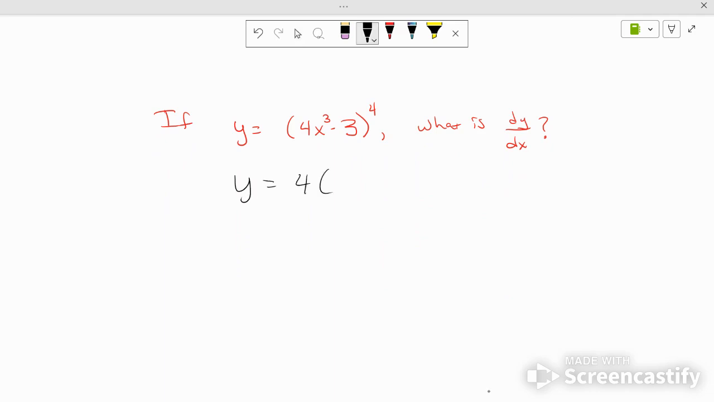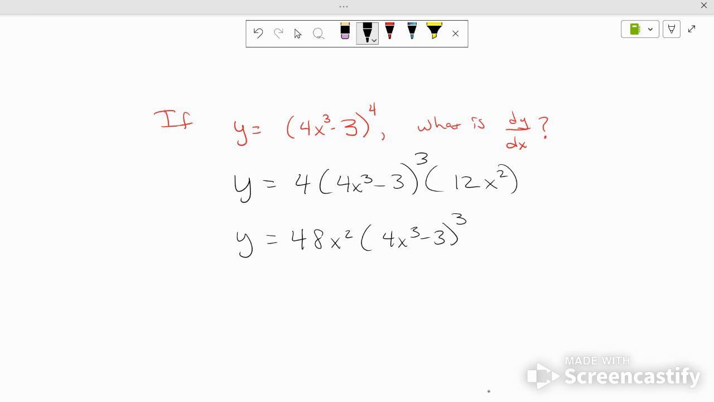It is 4 times what? 4x to the third minus 3 to the third power times 12x. So in the end, it's 48x squared times 4x cubed minus 3 cubed. We good with that? Sure hope you are, because that's how it's going to look.